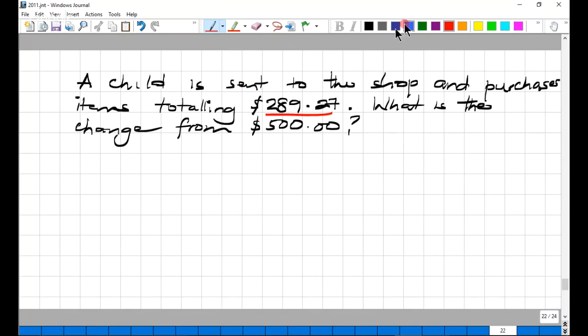First, you need to tell me what type of operation is needed to solve this problem. Sir, that is a subtraction problem. Okay, so which number needs to go to the top? Sir, $500. Okay, so 500 needs to go here. I'm going to include my cents. Which number needs to go to the bottom? Sir, $289.27.